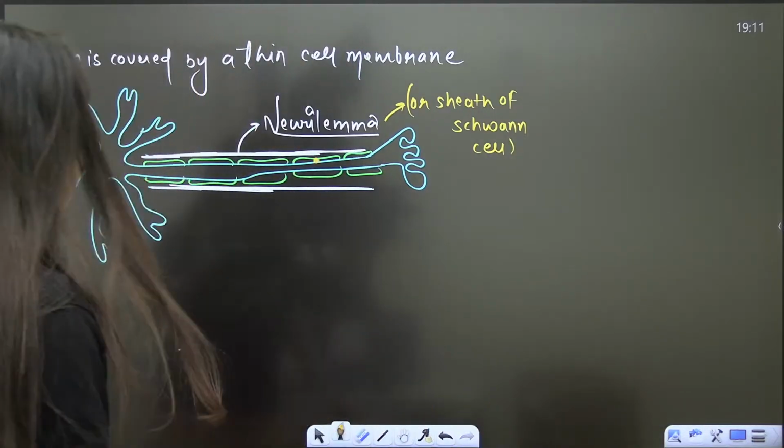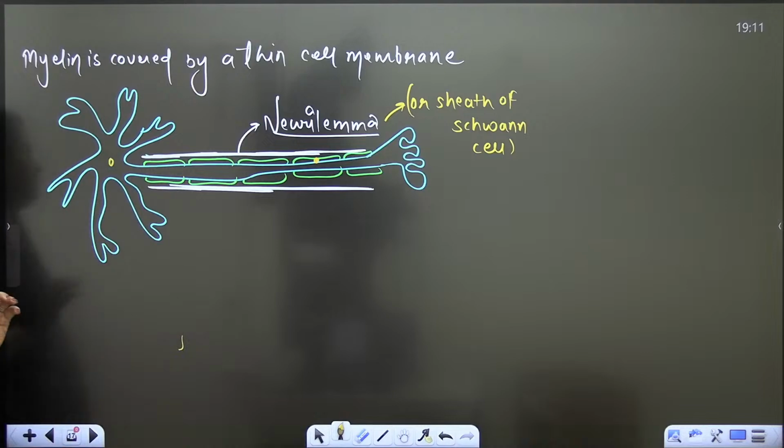Have patience, I'll explain it. Right now just note down the word that I have used: Neurilemma. Any doubt here? So Neurilemma is a covering of Schwann cells. It is having the Schwann cells. Right?